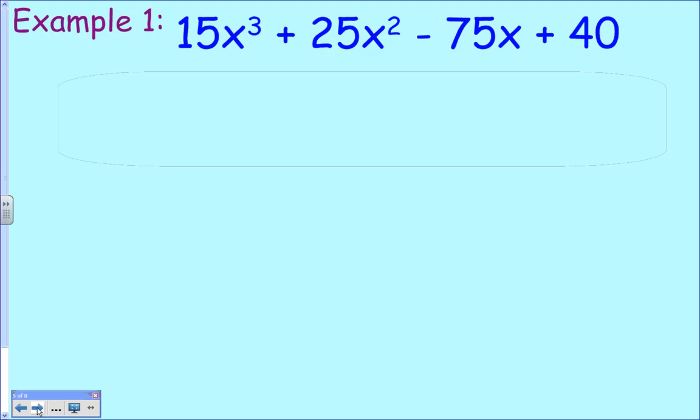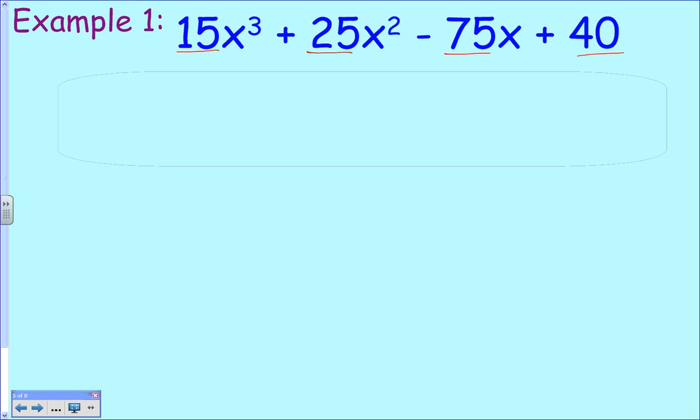In this example, we have a polynomial with 4 terms. It appears like we're going to have a common factor that has an x in it until you look at the last term. The 40 does not have an x. So what we'll be looking at are just the numeric portions of each term. The 15, the 25, the 75, and the 40.